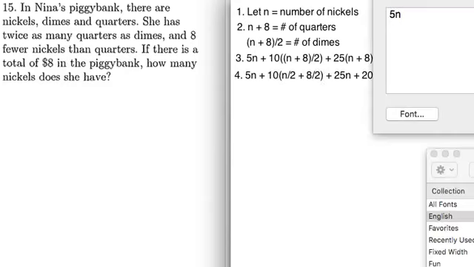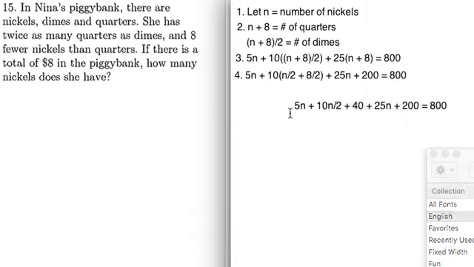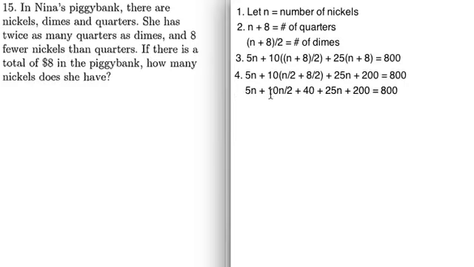I still have 5n, and then I have 10 times n over 2. If you need to think of this as 10 over 1 times n over 2, right? Top times top, bottom times bottom. I have 10n over 2. And then my 8 over 2 here, that's just going to become a 4. So 10 times 4 is 40. Plus 25n plus 200 equals 800. And the thing with these equations is always each line is just an equivalent equation from the one before, looking a little bit better. Right now I'm still simplifying. I'm not trying to isolate n yet.